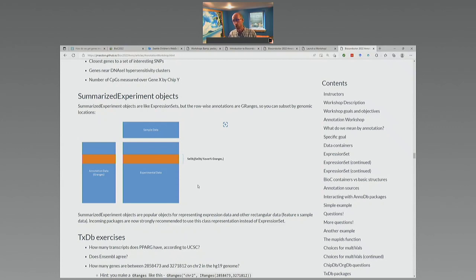So like if we said, I know that there's a differential methylation in this region, and I've got this SummarizedExperiment that's got information on the genes that are in that region, then you can just subset out those genes and look at them separately.